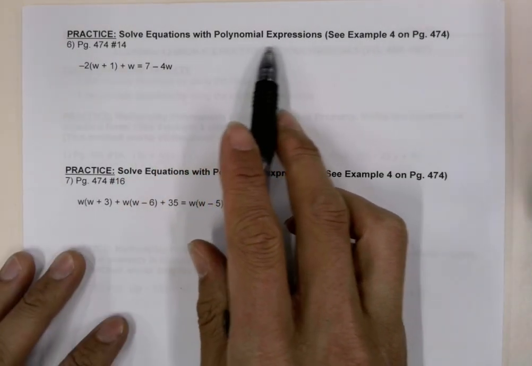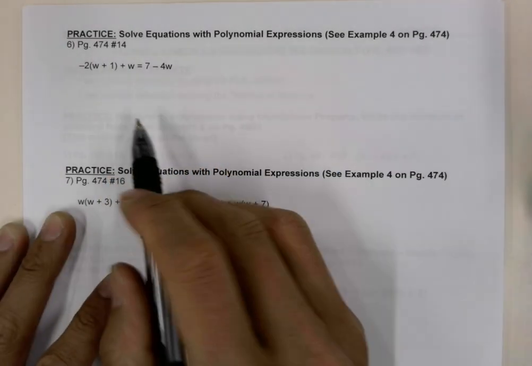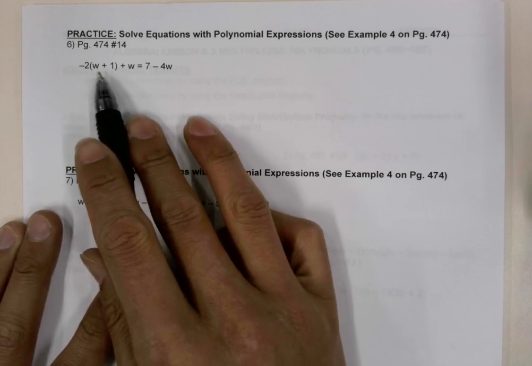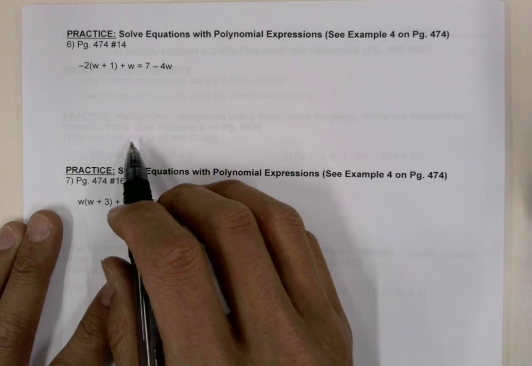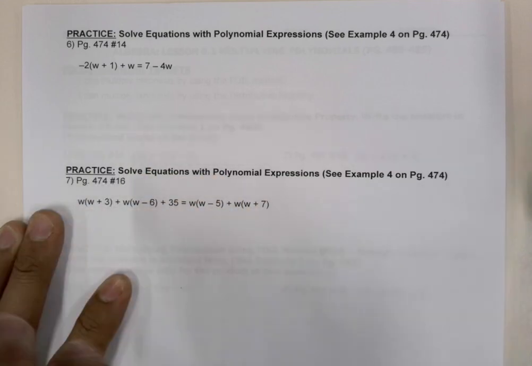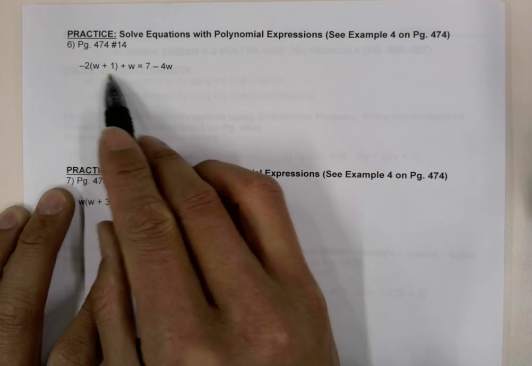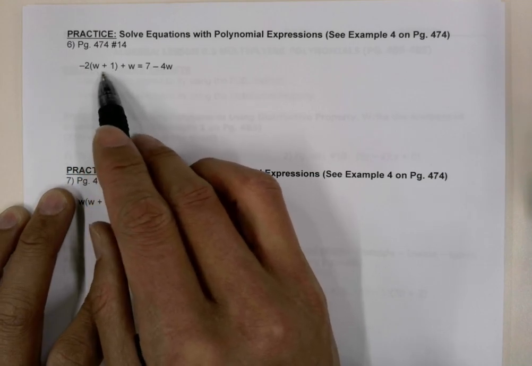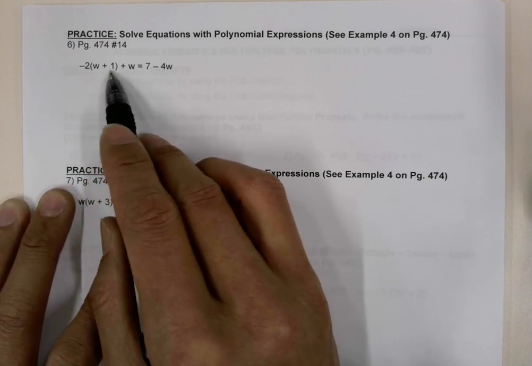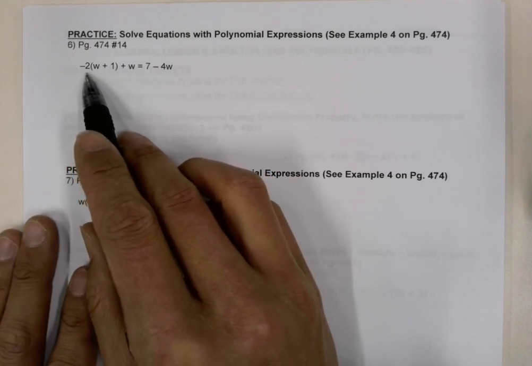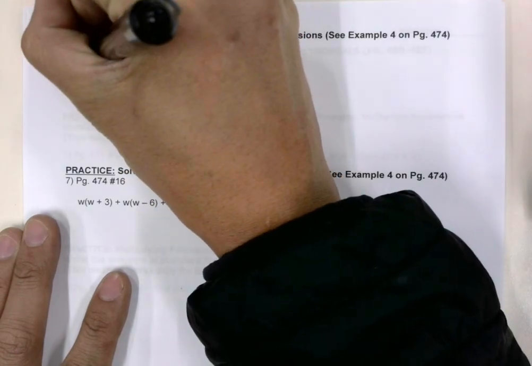Solve equations with polynomial expressions. You can see here that we have a polynomial expression on the left side of the equal sign and also the right side of the equal sign. And so the first thing we're going to do is follow PEMDAS, and it's our parentheses, right? And so here we cannot combine any like terms, so then we're going to move on to distributing out the -2. So let's go ahead and distribute out the -2 there and there.